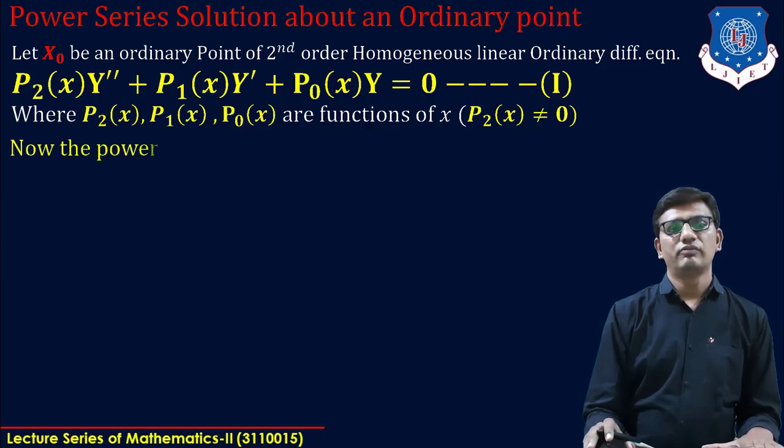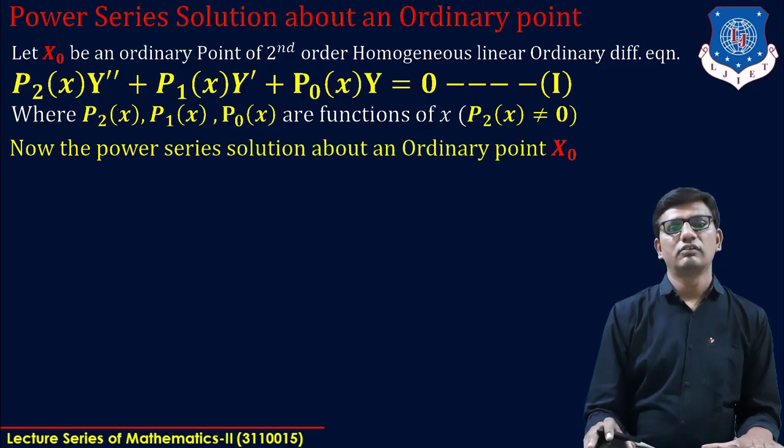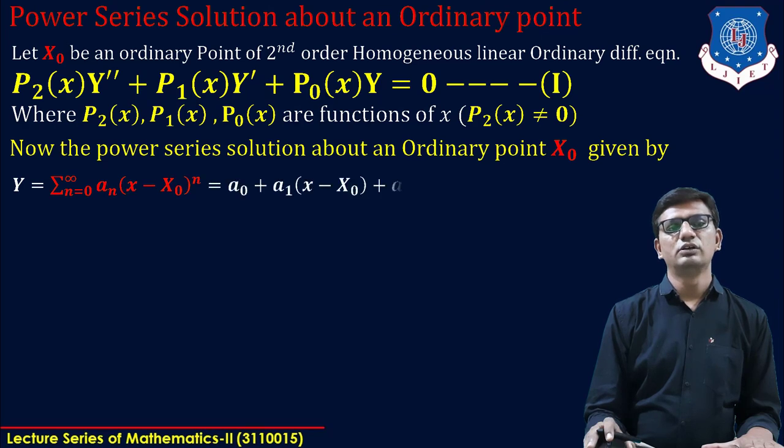Now we find that the power series solution of our differential equation about an ordinary point is y = sigma n = 0 to infinity a_n (x − x0)^n, which can be written as a0 + a1 (x − x0) + a2 (x − x0)² and so on, and the nth term of this series will be a_n (x − x0)^n. Now first we differentiate this series with respect to x, and since our differential equation is second order, we differentiate a second time.